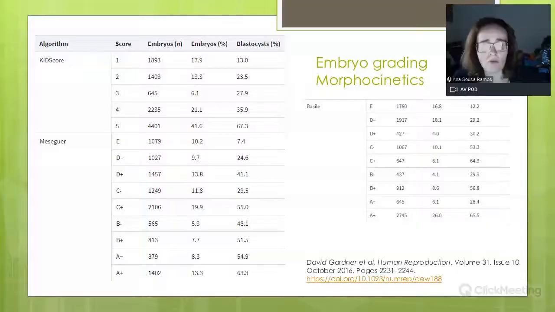But as I was telling, a lot of grading systems have been developed, also with the Messager group from Spain, Basel. You can see some of them use numbers, scoring with the morphokinetics, and the others use letters. And usually what you have been seeing is that sometimes you have a good grading in the morphokinetics, but then the embryo doesn't go to the blastocyst. Sometimes this may happen.